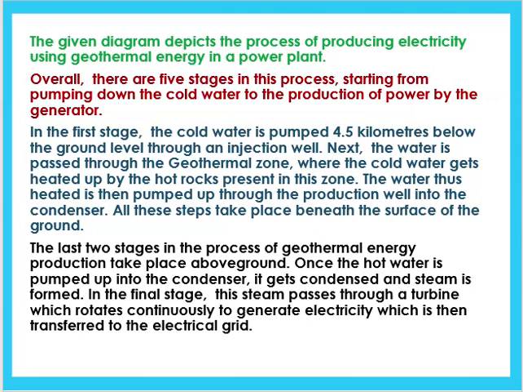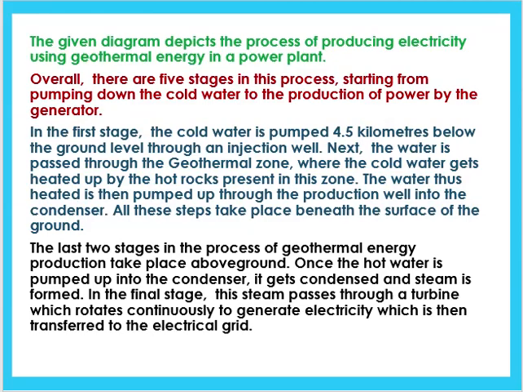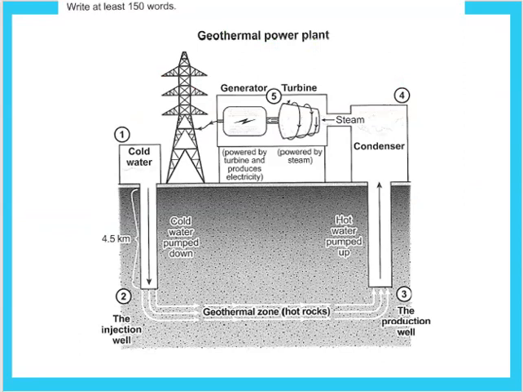So here in the first body paragraph I have stopped with the stage where the hot water is pumped into the condenser. So I'll start once again from there itself. Once the hot water is pumped up into the condenser, it gets condensed and steam is formed. So as you can clearly see, just beside the condenser there is a word called steam. So what happens in this condenser? The water gets condensed into water vapor, which is called steam.